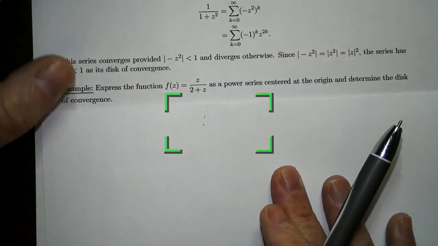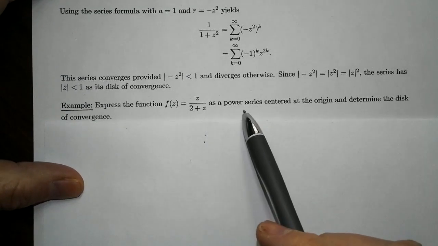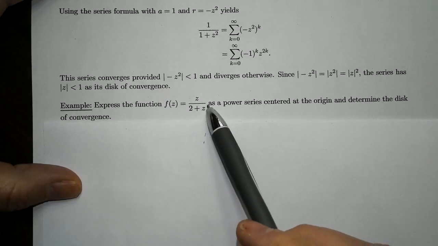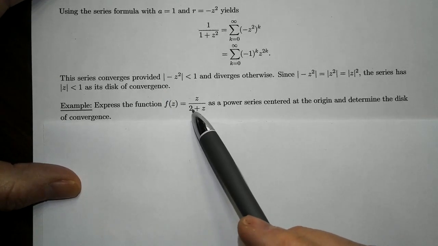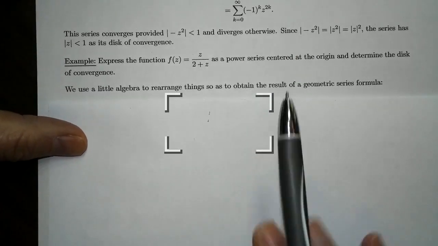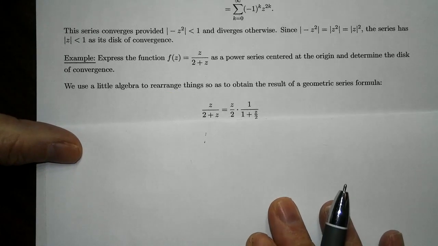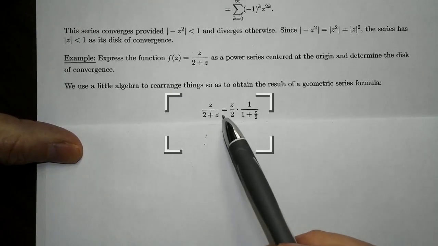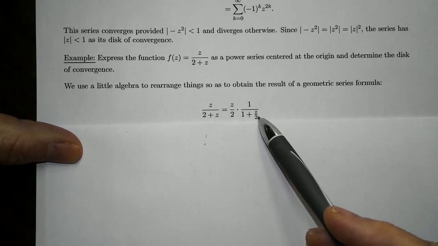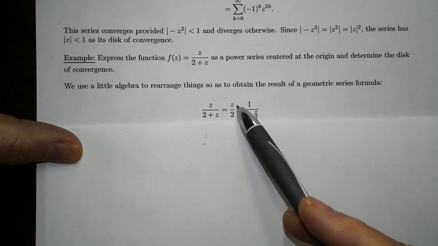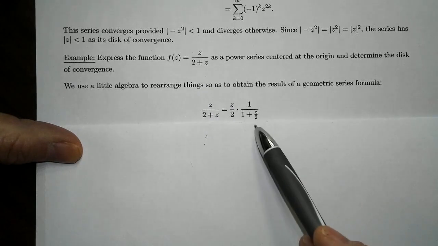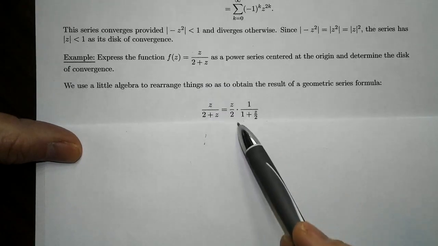Final example. Express the function z over 2 plus z as a power series centered at the origin and determine the disk of convergence. Now this has kind of a geometric flavor to it, except we don't have 1 minus something in the bottom. We've got that z above, but we're going to do a little bit of algebra. First, we're going to take z over 2 plus z, and write it as z over 2 times the quantity 1 over 1 plus z over 2. If I multiply this out, I can check: I'd have z in the numerator, 2 times 1 would give me 2, and 2 times z over 2 would give me z. So these two are equal.